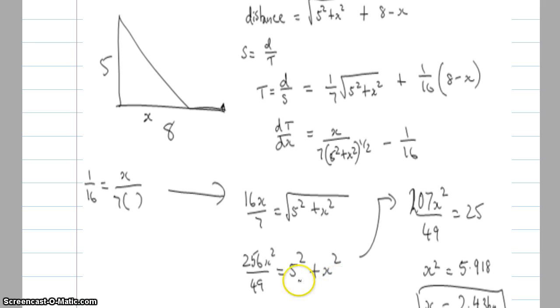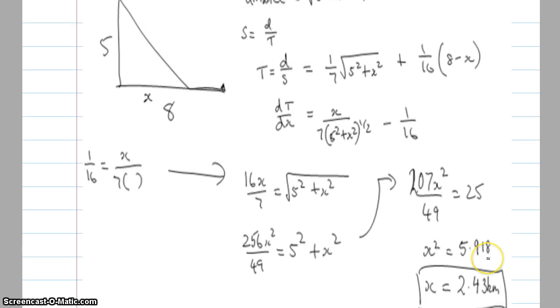I can minus 1x squared on both sides, and I get 207x squared over 49, because 256 over 49 minus 49 over 49 is 207x squared over 49, which is equal to 25. Multiply 25 by 49 and I end up getting something else, and then divided by 207, and I end up getting x squared equals 5.918, so x equals 2.43.